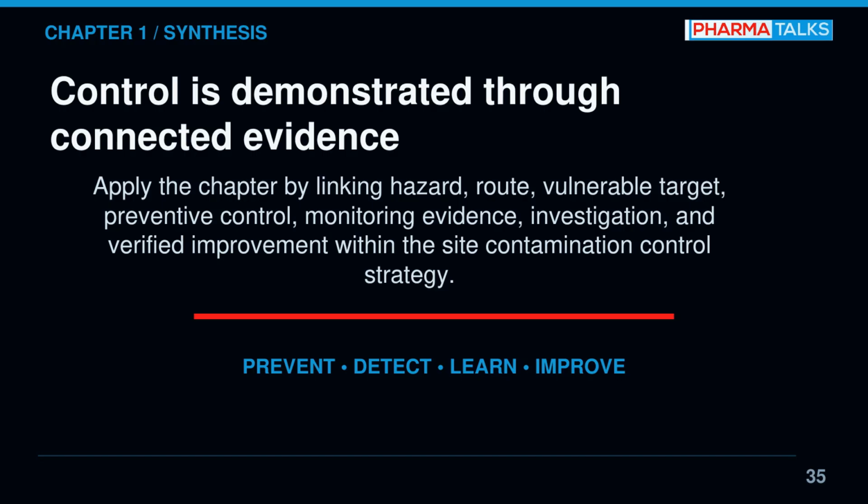The central conclusion of this chapter is that the hazard, transfer route, vulnerable target, preventive control, monitoring evidence, investigation, and verified improvement must form one scientific narrative. Prevention has priority, detection provides warning, learning explains the mechanism, and improvement must demonstrate effectiveness. With this approach, a cleanroom becomes a defensible patient protection system rather than simply a clean-looking space.